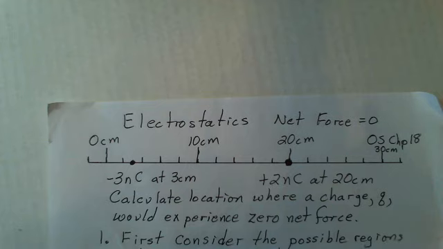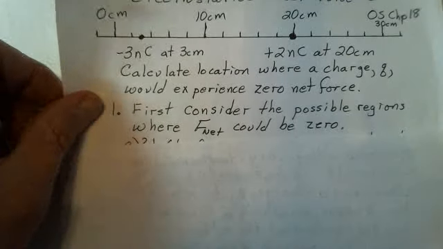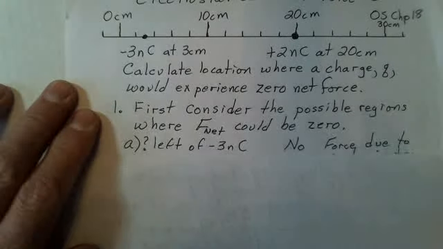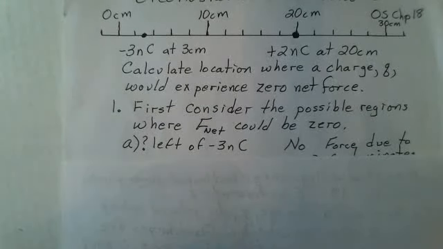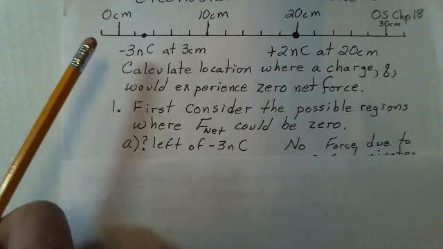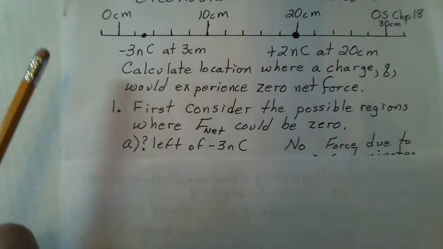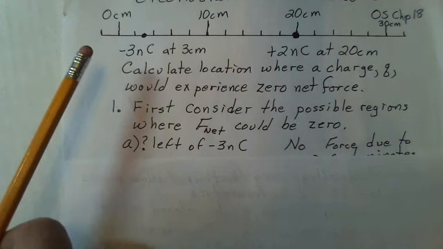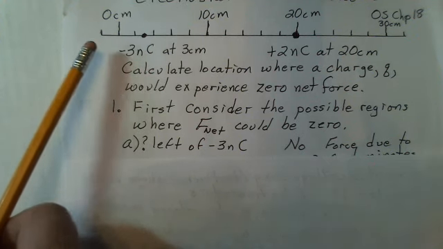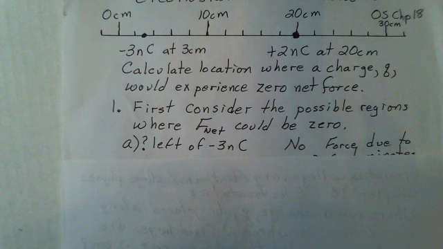The first thing we should do is think about where it is possible that the net force would be zero. If we consider to the left of the minus 3 nanocoulomb charge, we cannot have net force zero there because the larger charge will be closer, doing the calculation of k q1 q2 over r squared. We have a large q, we have a small r, we'll get a large force. So we can't have a balance of forces there.